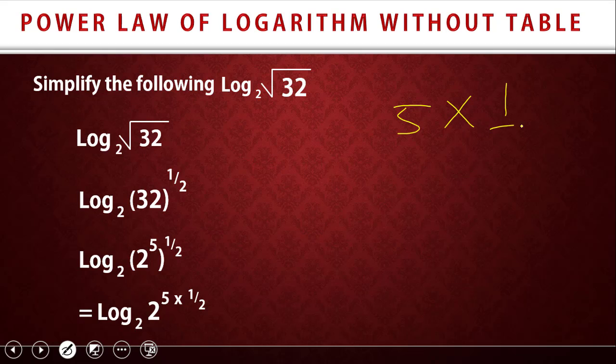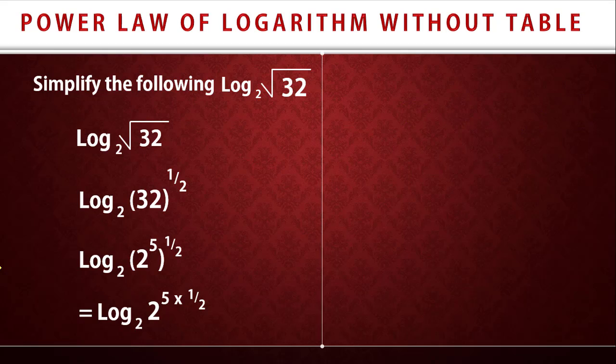5 times half. Good. Now you know that 5 all over 1 is the same thing as 5. The reason we're doing this is because we have the fraction 1 over 2 here, so we need to multiply. 5 is at the numerator, 1 is at the numerator, so we multiply 5 times 1, that gives 5. Then we multiply 1 times 2, that gives 2. So we have 5 all over 2 there. So 5 times half gives us 5 over 2. So we have log of 2 raised to power 5 over 2 in base 2.